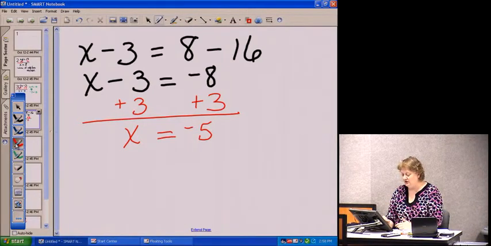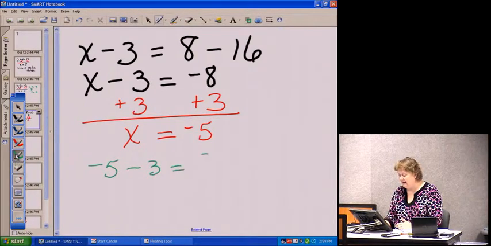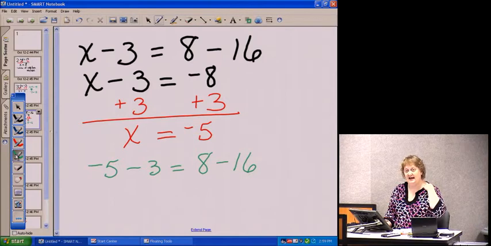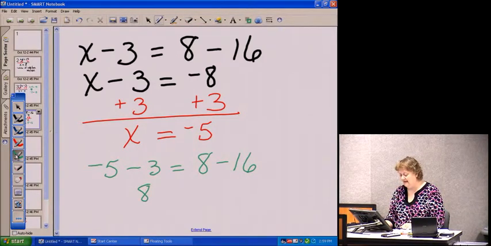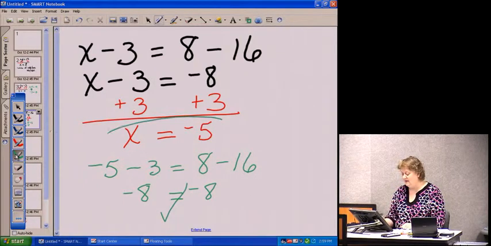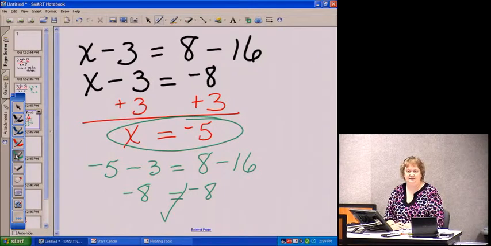Again, we can do a quick check on that. A negative 5 minus 3 is the same as 8 minus 16. The signs on the left-hand side are the same, so we'll add and keep the sign. On the right-hand side, the signs are different, so we'll subtract and keep the sign. And since negative 8 does equal negative 8, we know that we've got the correct answer.